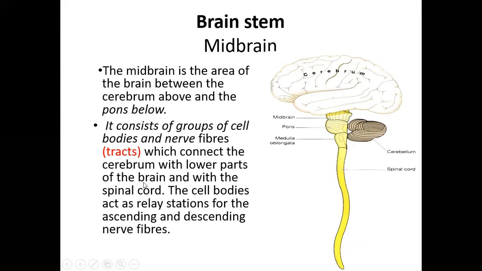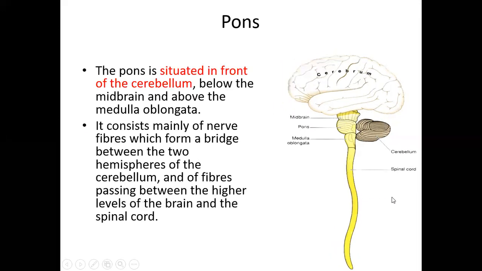The cell bodies act as relay stations for the ascending and descending nerve fibers. There will be cell bodies of the neurons which will be acting as the relay centers for ascending and descending nerve fibers. So there are ascending tracts which are going from the spinal cord to above, especially the sensory tracts. Then the motor tracts will be coming from the cerebrum and passing to the spinal cord and going to the different muscles of the body.